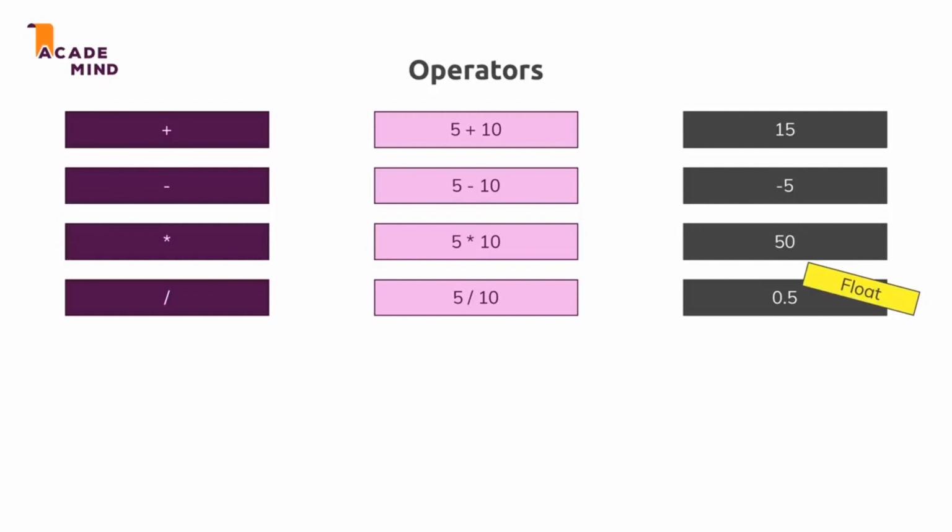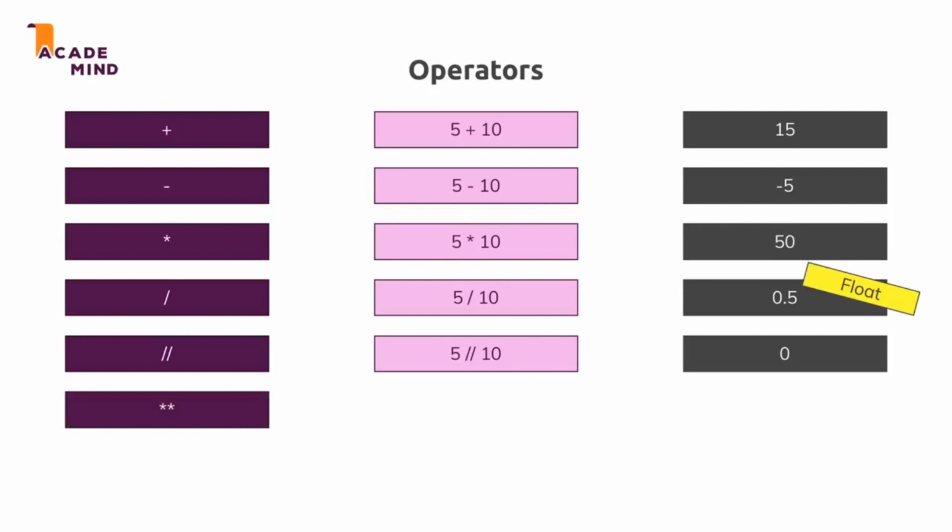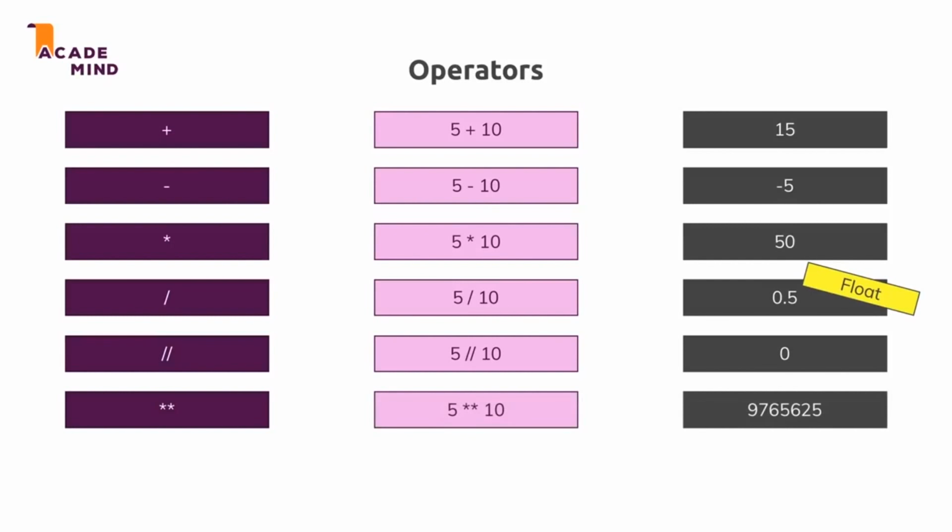Now, if you want to have the other behavior though, if you want to get an integer as a result, you can use the double slashes. That is the floor division operator. Here, for the same operation with the double slash operator, we get 0 as a result because it automatically cuts off the decimal place. We also got two asterisks, which would be the power operator. So if we got 5 to the power of 10, for example, we would get that result here. So this is really just allowing us to do some exponential calculations.